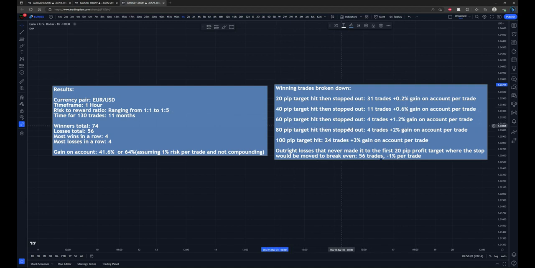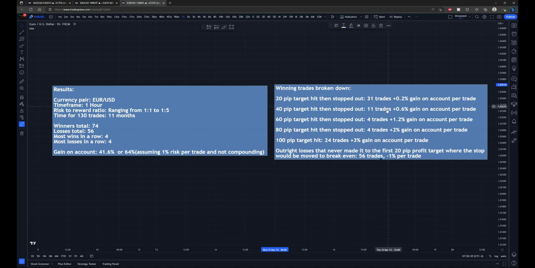60 pip target hit, then stopped out, 4 times, plus 1.2% gain on the account per trade. 80 pip target hit, then stopped out, 4 times, plus 2% gain on the account per trade. 100 pip target hit, 24 trades out of the 130, plus 3% gain on the account per trade.